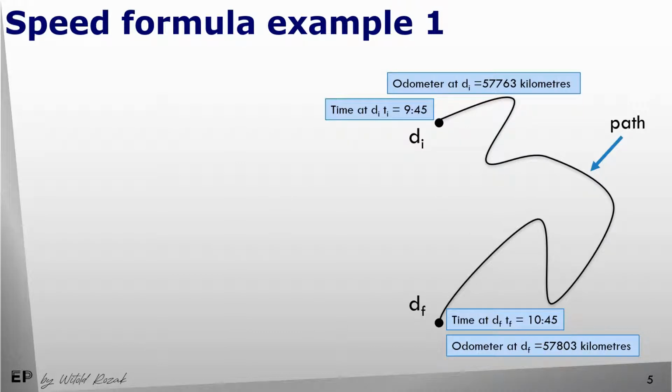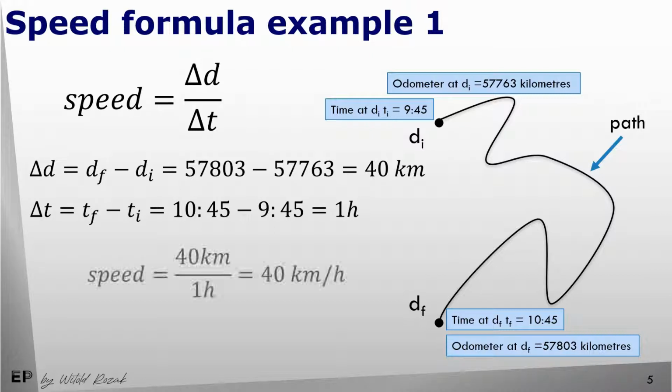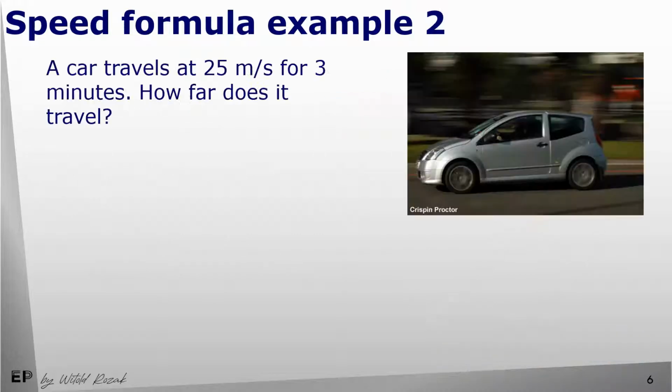In this simple example, we'll learn how to use the formula for speed. First, we'll calculate the distance traveled by subtracting the two readings on the odometer. As we have previously discussed, the distance would be 40 kilometers. To calculate the time taken for the journey, we'll subtract the initial time, which is 9:45, from the final time, which is 10:45, so the total time for the journey was 1 hour. Speed is the ratio of distance traveled and the time taken, so in this case it's just 40 kilometers per hour.